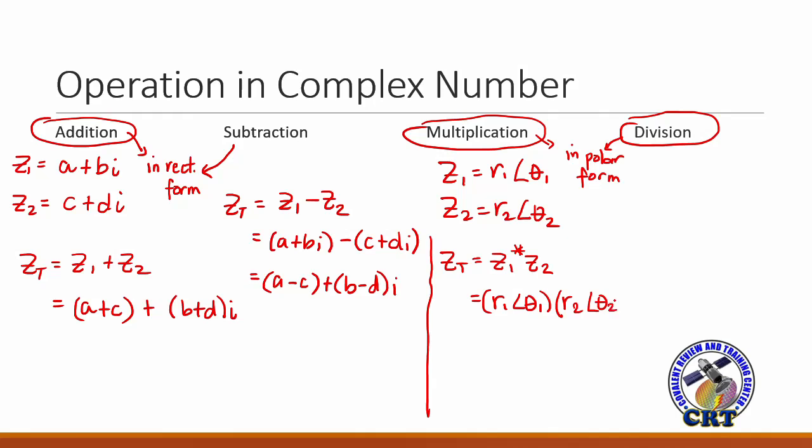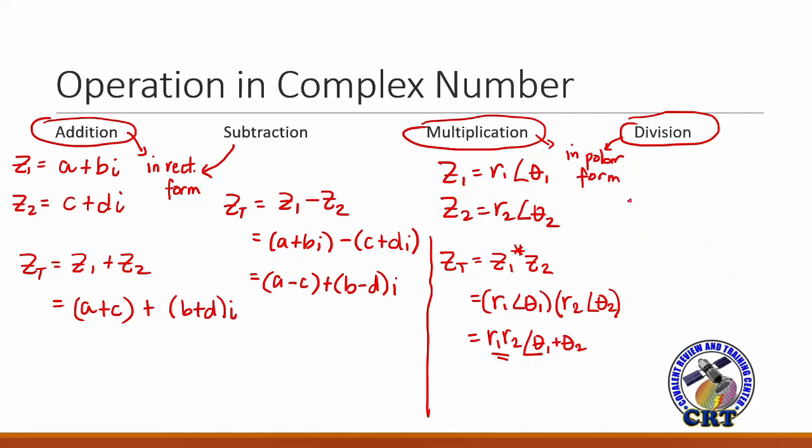Angle of theta 2. Okay? So multiply R to R, therefore we have R1 times R2, and for the theta you have to add that. So theta 1 plus theta 2. If theta 2 is negative, you have to carry the sign. So this is the operation in multiplication. Multiply the R's and add the thetas.